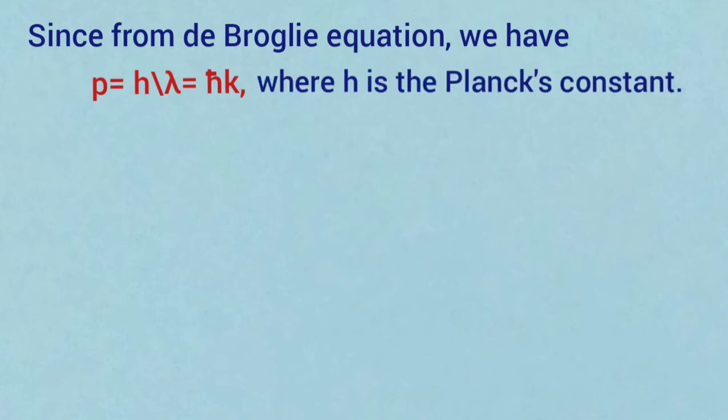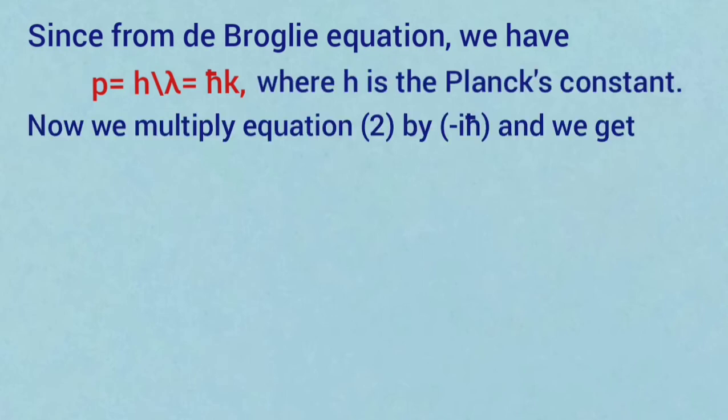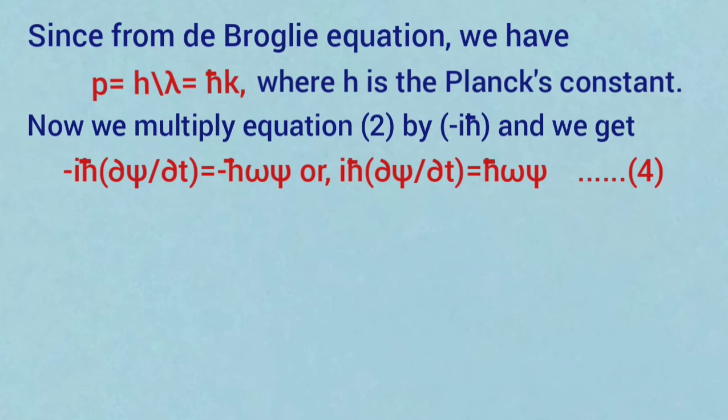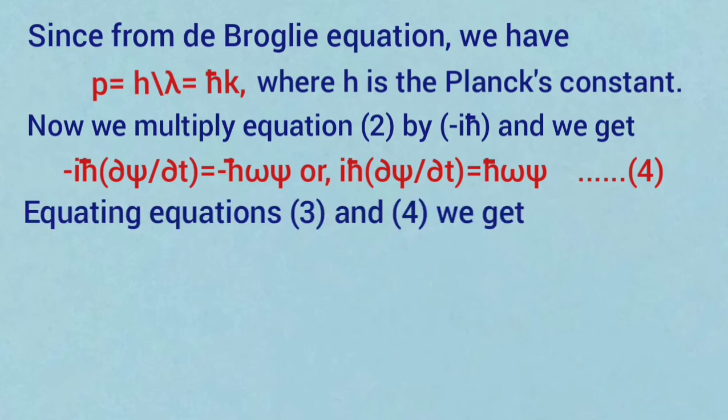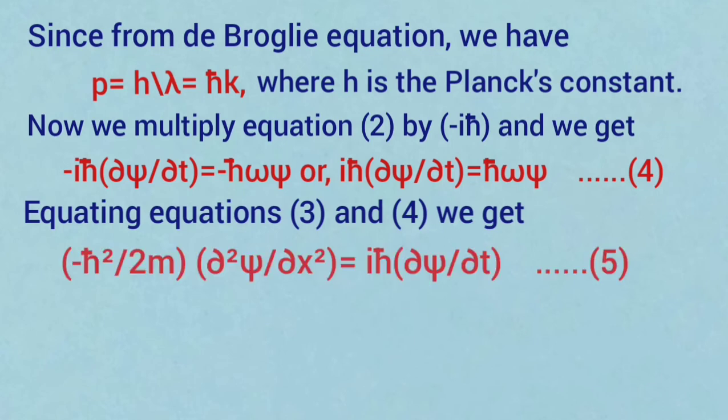Since from the equation we have p equal to h by lambda equal to h bar k, where h is Planck's constant. Now we multiply equation 2 by minus i h bar and we get minus i h bar del psi by del t equal to minus h bar omega psi, or i h bar del psi by del t equal to h bar omega psi. This equation is denoted by number 4. Equating equations 3 and 4, we get minus h bar squared by 2m del squared psi by del x squared equal to i h bar del psi by del t. This equation is denoted by number 5.